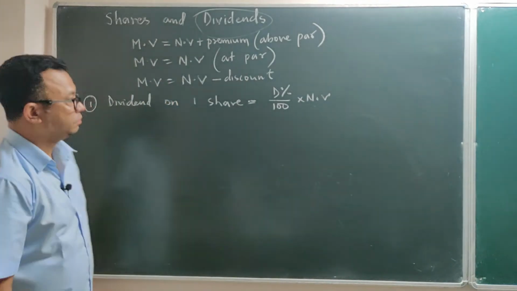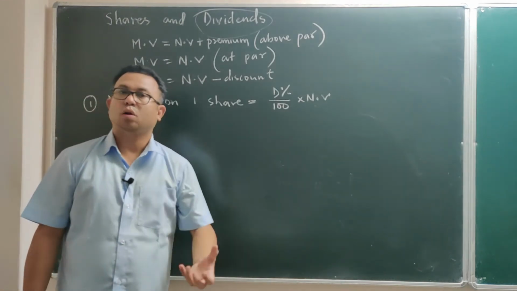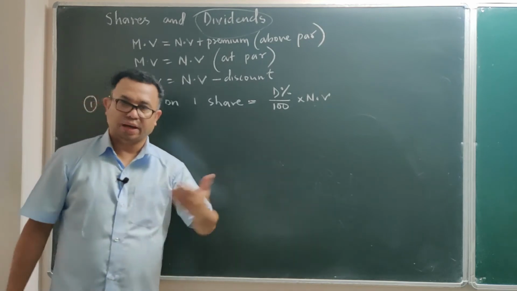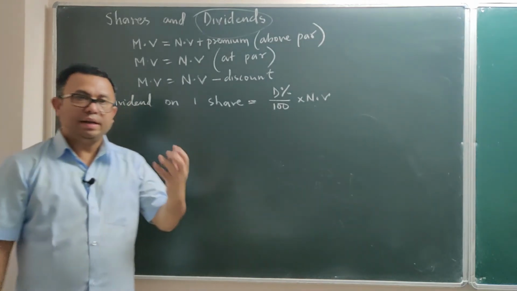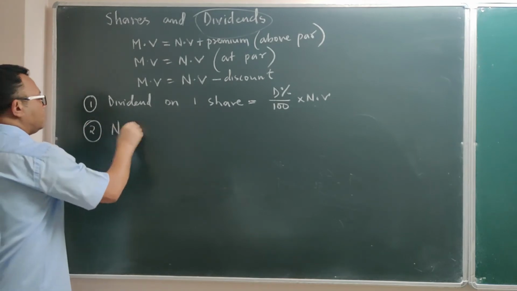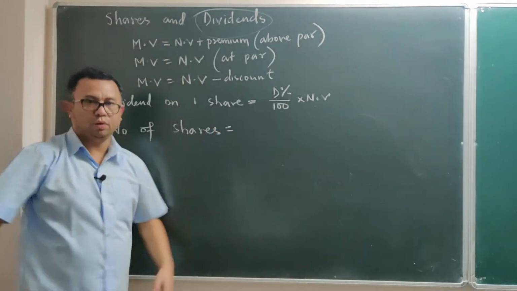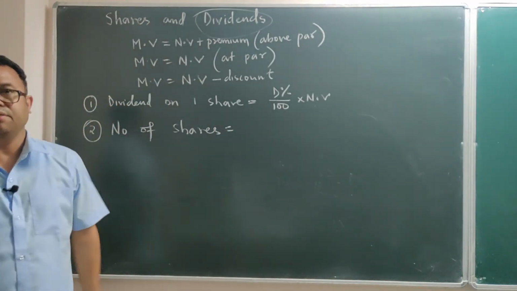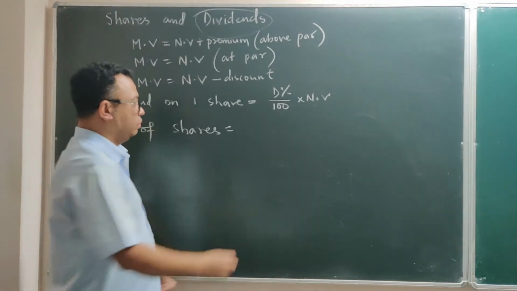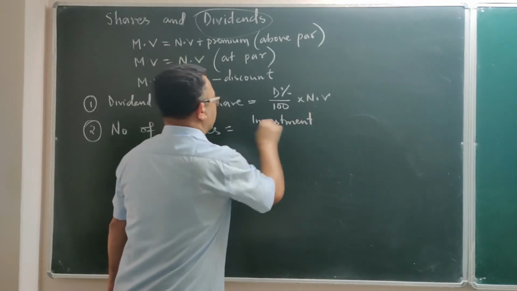Then next, after you have calculated one share, now you need to know the total number of shares. Sometimes the question will directly give you how many shares you had purchased. But in case it is not given, then this number 2 formula is to calculate the number of shares, how many shares that particular person had purchased when he had initially invested the money. So number of shares is how much money he was ready to invest. That is why it becomes investment over market value.